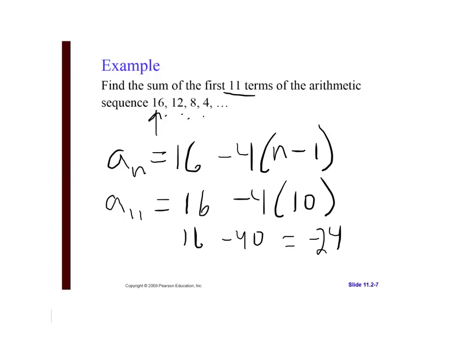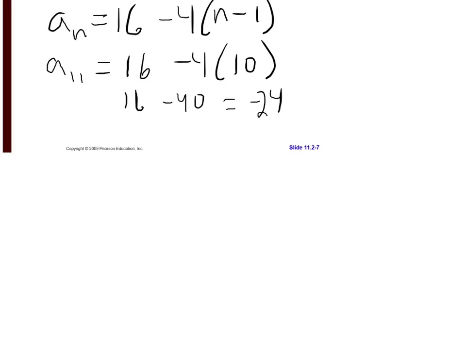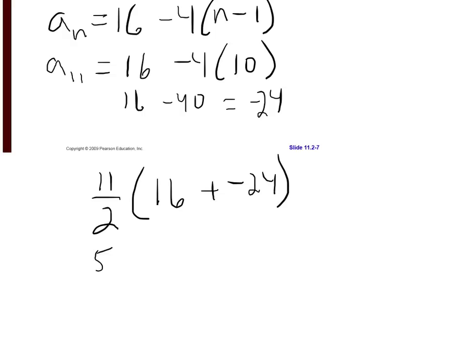Okay, so now to find the sum of them, let's see. I have 11 terms, so 11 over 2. My first term is 16. My 11th term is negative 24. So that would be 5.5 times, what is that, negative 8.